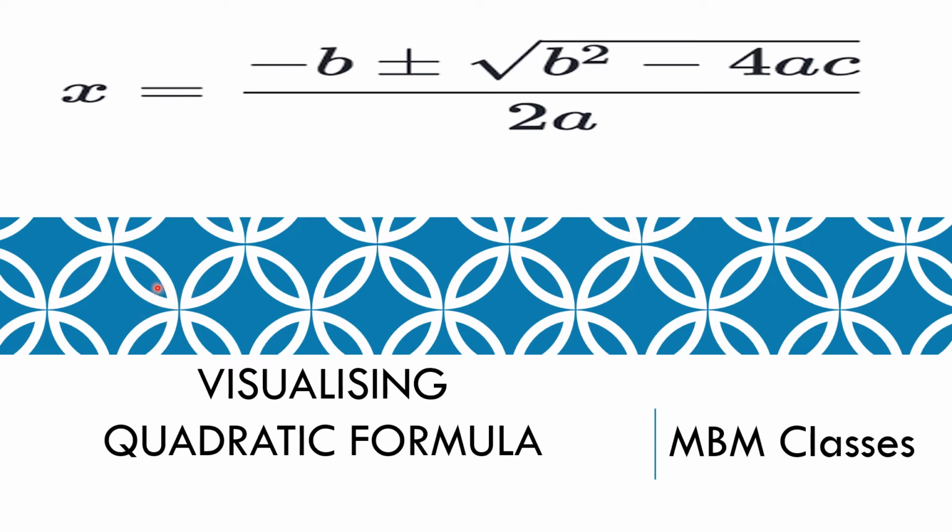Today let us visualize the quadratic formula, which is given by x is equal to minus b plus minus under root of b square minus 4ac upon 2a. This quadratic formula is nothing but the solution of the quadratic equation, which is given by ax square plus bx plus c equal to 0.